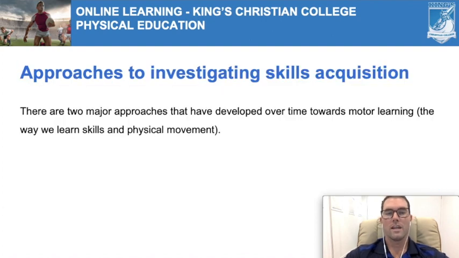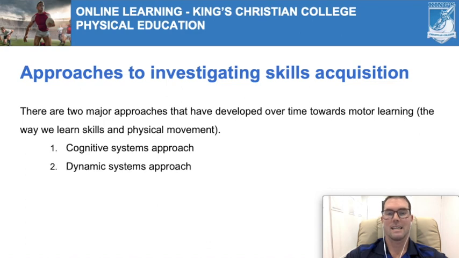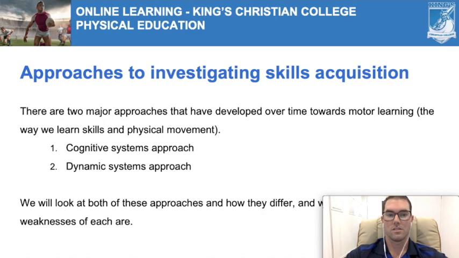So there are two major approaches that have developed over time in regards to motor learning. If you can recall motor learning from last lesson, that's the way we learn skills and physical movement. The first approach is the cognitive systems approach, and the second is the dynamic systems approach. So we'll look at both of these and look at the strengths and weaknesses of each one.